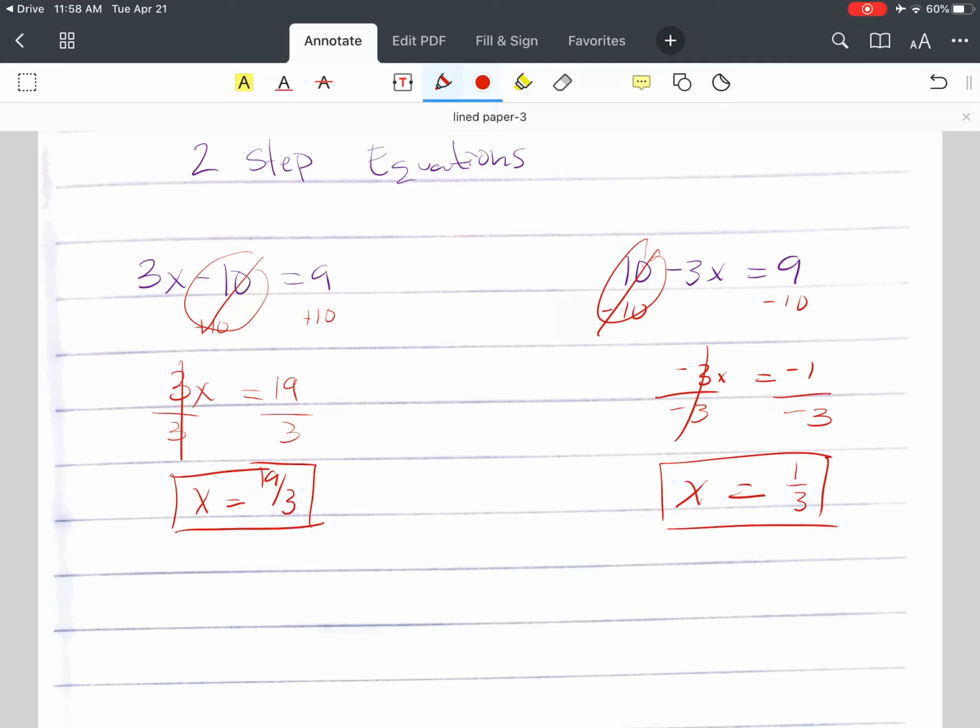Please don't use decimals, leave them as fractions, okay? They're going to be your friends next year. But that is how you solve two-step equations, okay?